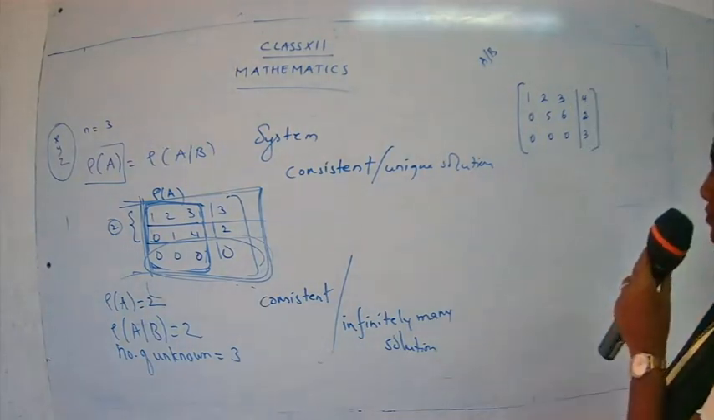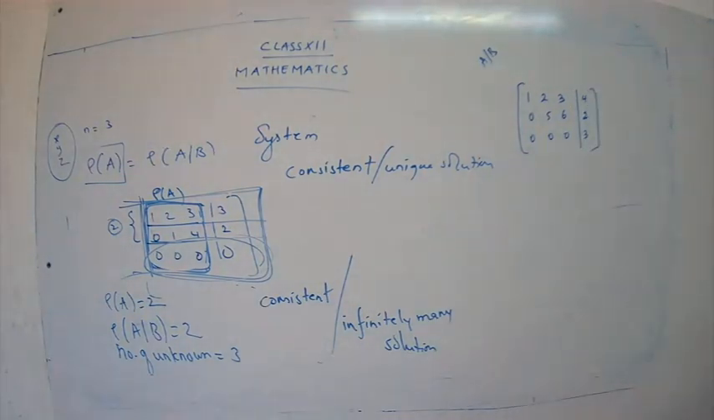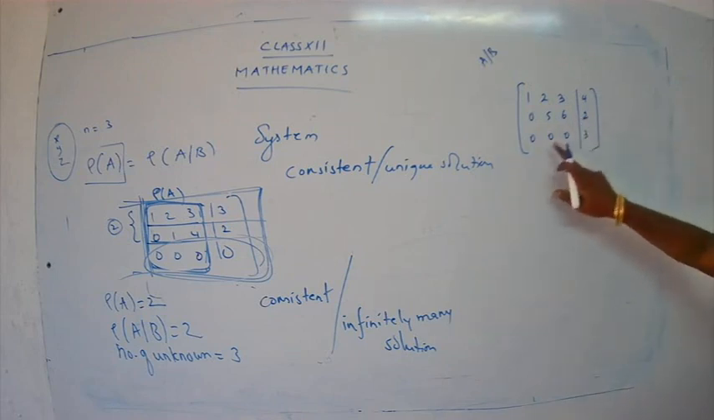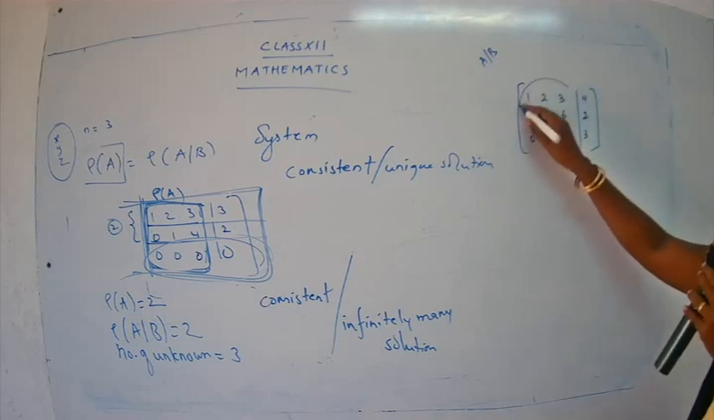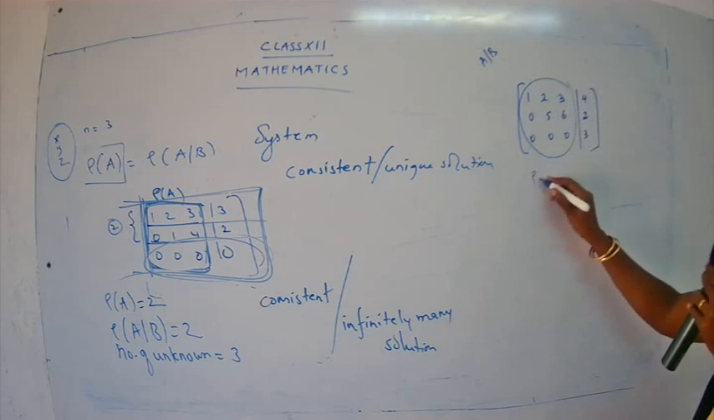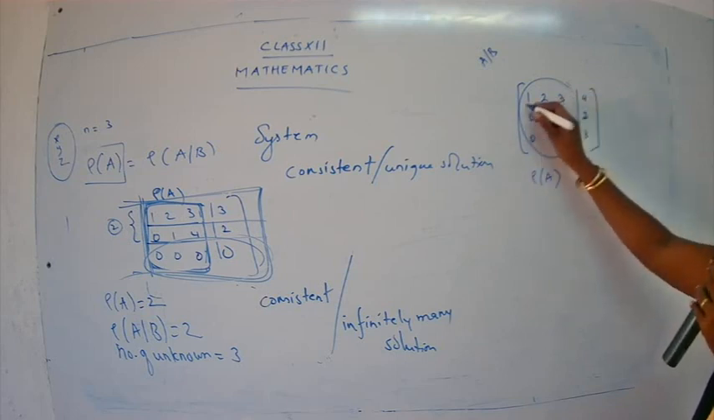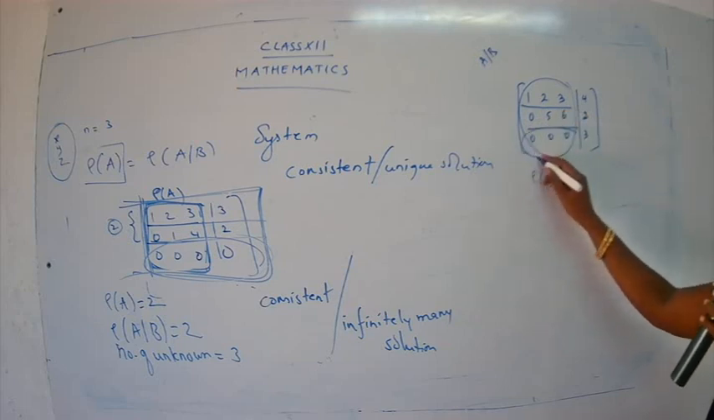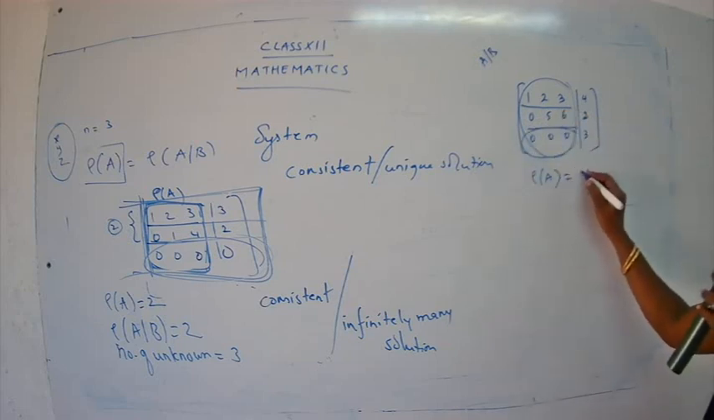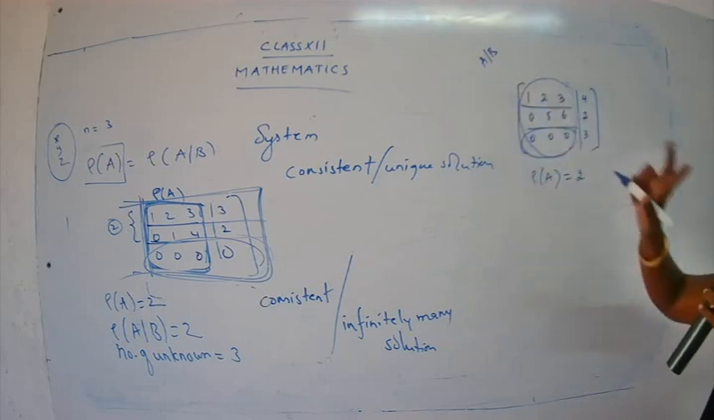Okay, consider the matrix, children. We have taken the matrix 1, 2, 3, 4, 0, 5, 6, 2, 0, 0, 0, 3. Now let me find out the rank of A first. What is the rank of A? Non-zero row, non-zero row, a zero row. So what is the rank here? The rank of A is 2.